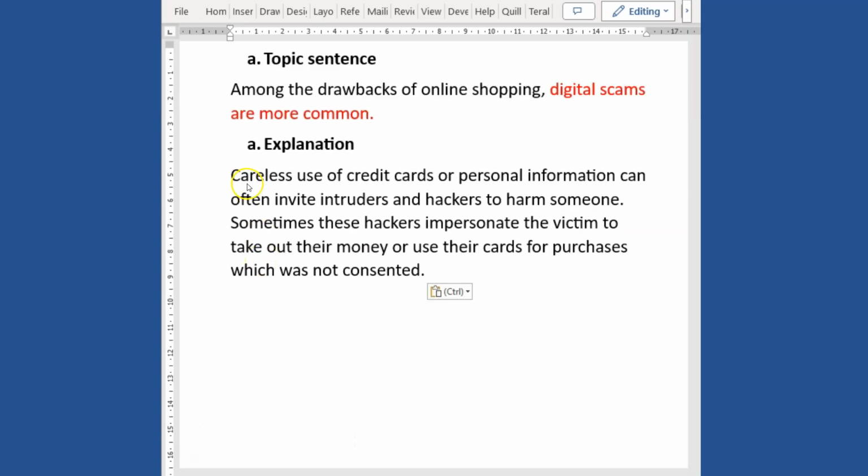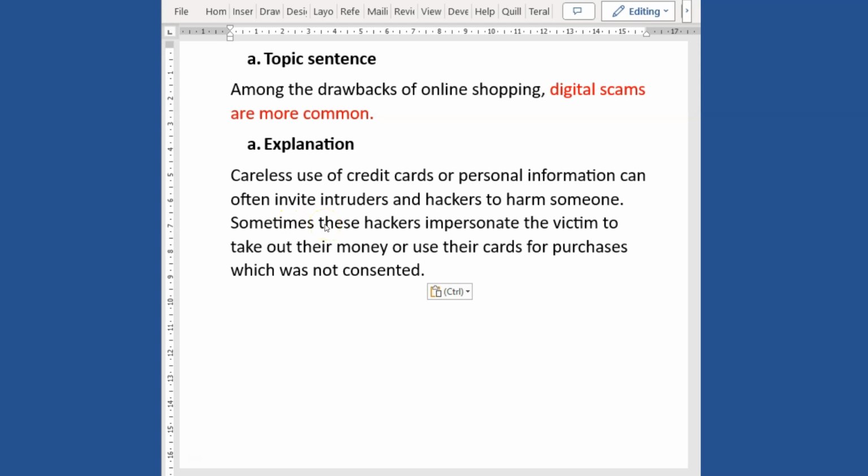All right, with the explanation, I went by saying that careless use of credit cards or personal information can often invite intruders and hackers to harm someone, right? Sometimes these hackers impersonate the victim to take out their money or use their cards for purchases which were not consented to. So you can see all these are just an explanation to prove that digital scam is more common online. All right, so that's all I need to do.